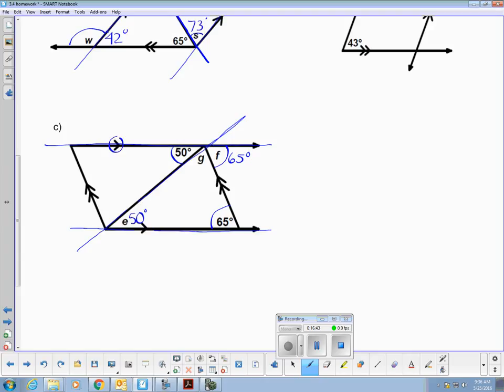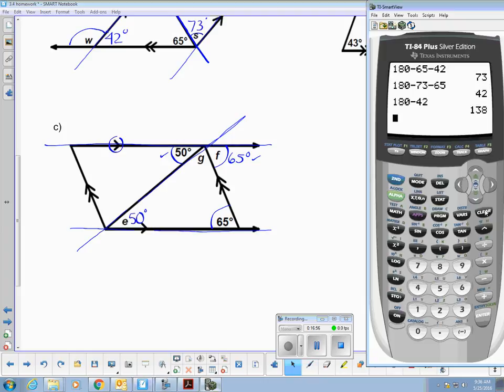So that leaves the measure of angle G. And the measure of angle G together with 50 degrees, 65 degrees, must add up to 180 degrees. So 180 minus 50 minus 65 leaves us with 65 degrees for angle G.